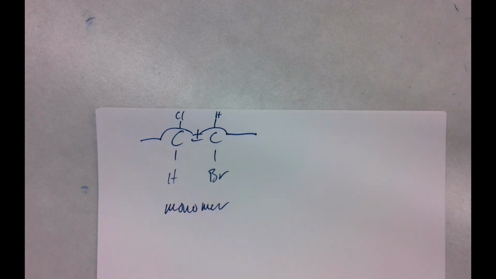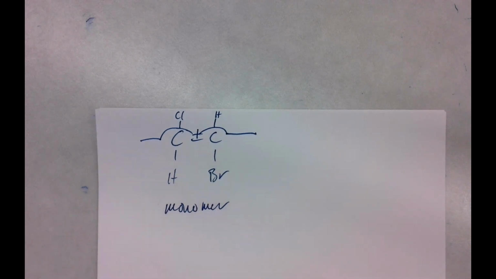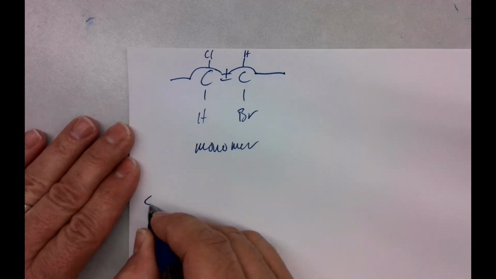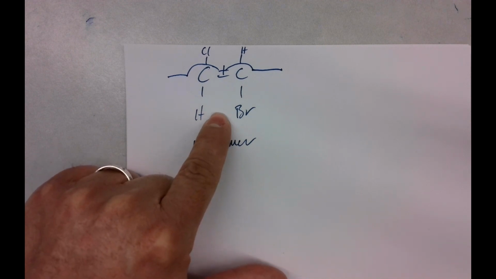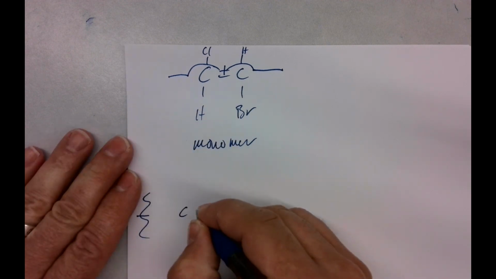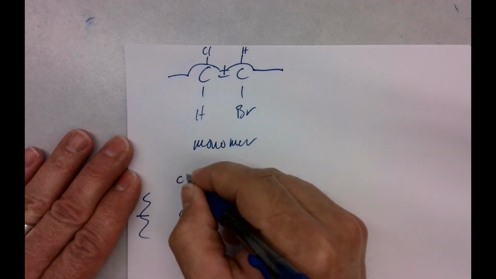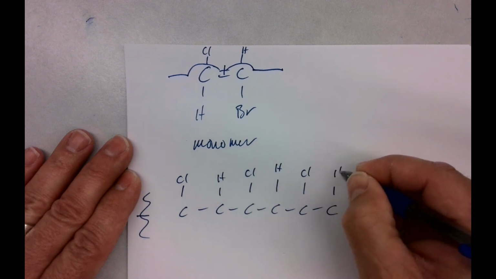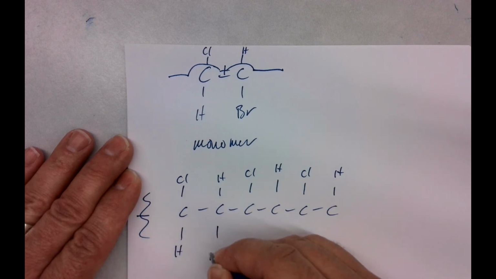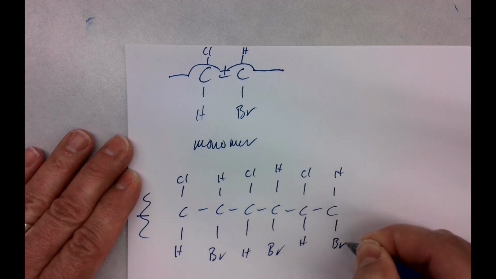Yeah, but it's a repeating what? Pattern. It's a pattern of a whole bunch of these just linked together, okay? So what they'll do is they'll say, okay, I'm starting over here, and then I'm simply going to have this pattern do what? Repeat itself. So it's going to go carbon, carbon, carbon, carbon, carbon, carbon, right? 2, 4, 6, and I'm going to go Cl, H, Cl, H, Cl, H, H, Br, H, Br, H, Br, like that. And then it'd be there.